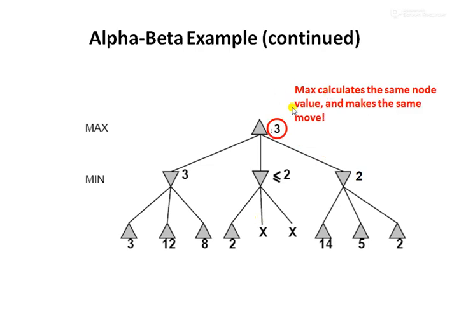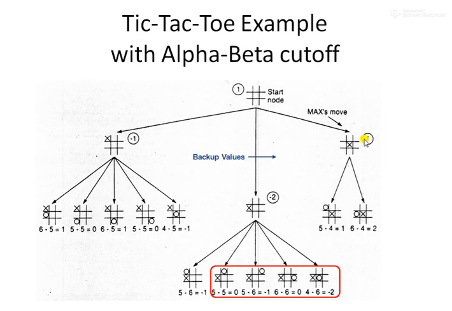So Max calculates the same node value and makes the same move. Now for tic-tac-toe also we can apply alpha-beta pruning, and definitely the branches of the tree will be reduced and the computational cost is also going to reduce. In the initial state in this example, only 3 possible moves are shown, but from the initial state we can have 9 possible moves. Due to the limitation of the slide, I am just showing only 3 moves.